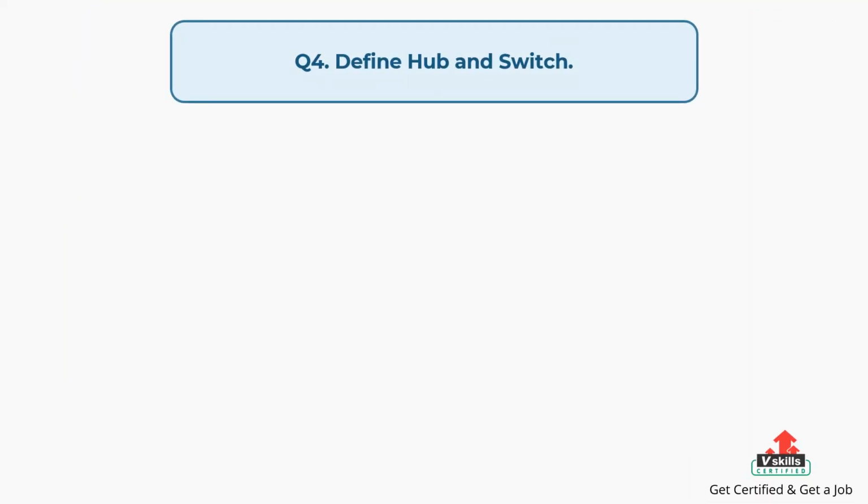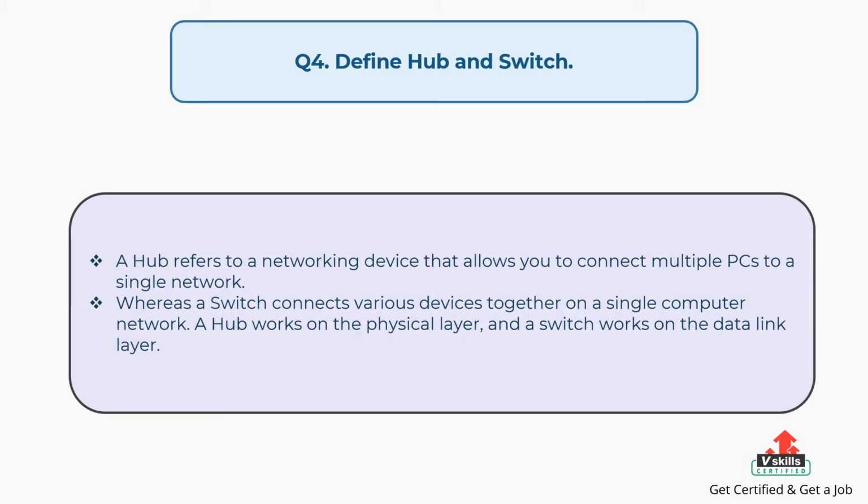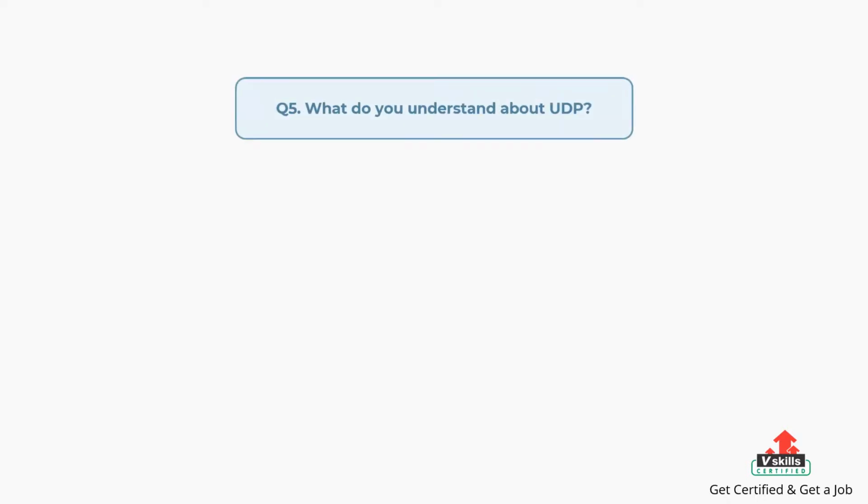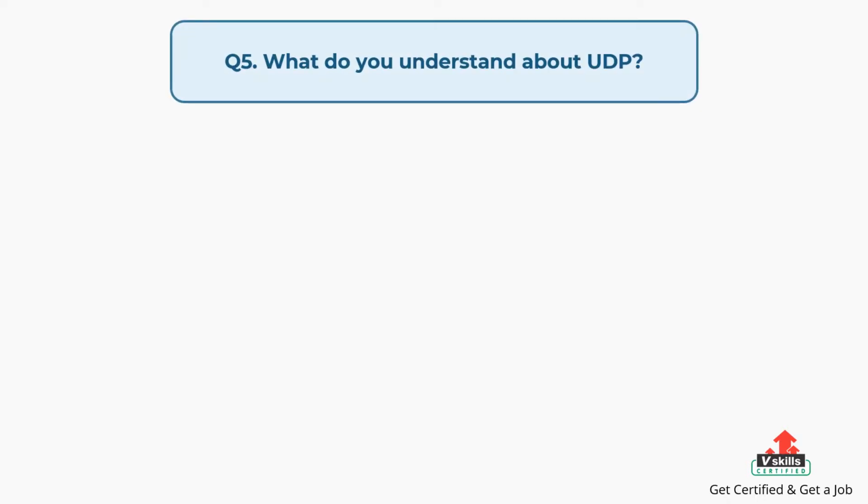Define hub and switch. The answer is, a hub refers to a networking device that allows you to connect multiple PCs to a single network, whereas a switch connects various devices together on a single computer network. A hub works on the physical layer, and a switch works on the data link layer. Question number 5. What do you understand about UDP?